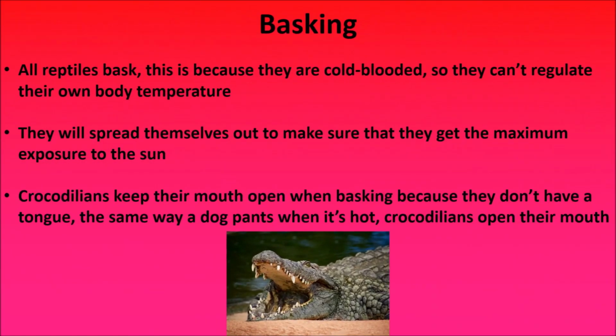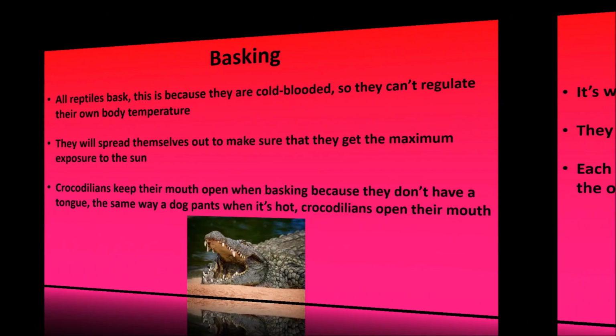Next is basking, and all reptiles bask, because they are cold-blooded, so they can't regulate their own body temperature. Mammals can, that's why we don't need to bask. So crocodiles will often spread themselves out to make sure that they get the maximum exposure to the sun. Crocodiles keep their mouth open while basking, because they don't have sweat glands. So the same way that a dog would pant when it's hot, crocodilians open their mouth.